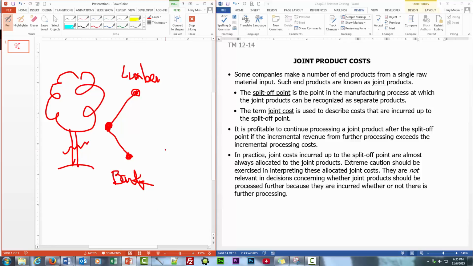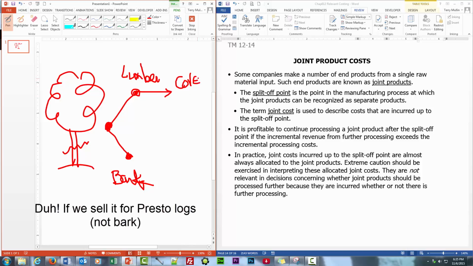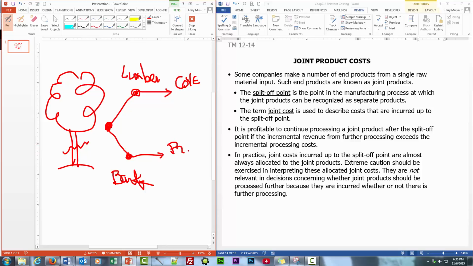And the question that we're trying to answer in this chapter is, should we process this further into something I think is called cove base, or what's another term for that? The trim that goes around the top of rooms, whatever that's called. The other thing is, should we take all that bark and compress it under high pressure and make what are called Presto logs that you see at Christmas time, where you put them in your fireplace and they burn for 4 hours and they sparkle and do all that kind of stuff.